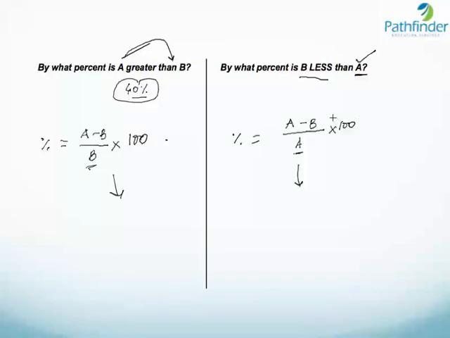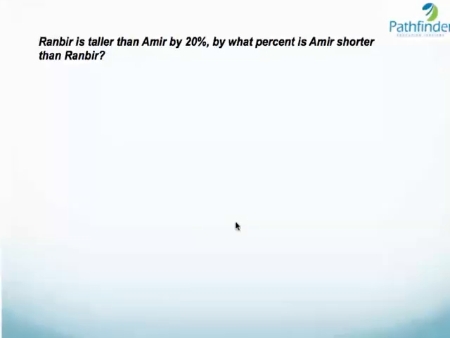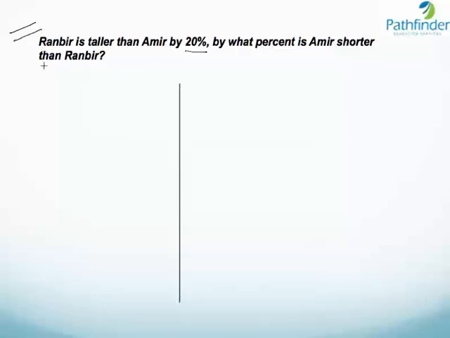So let us solve a few questions based on this particular concept. So this is our first question. Ranbir is taller than Amir by 20%. By what percent is Amir shorter than Ranbir? Once again, in the first statement, we are told that Ranbir is taller than Amir by 20%.